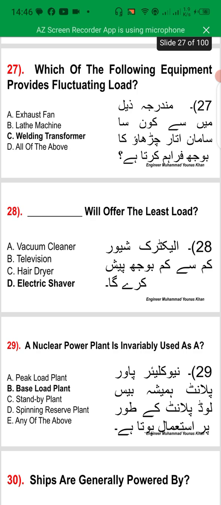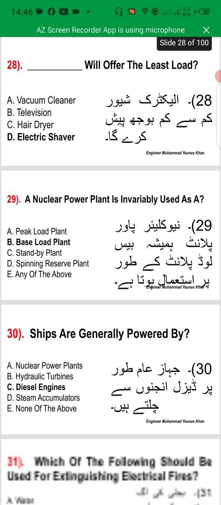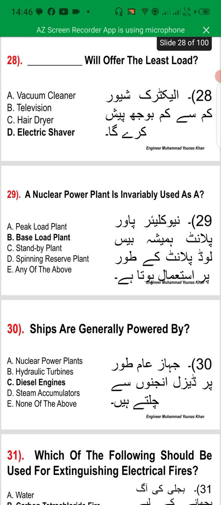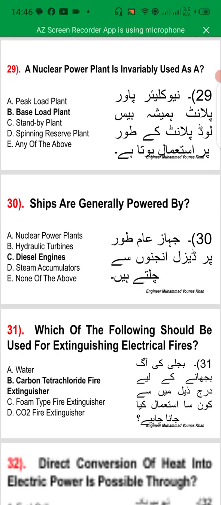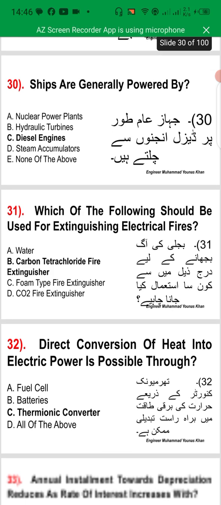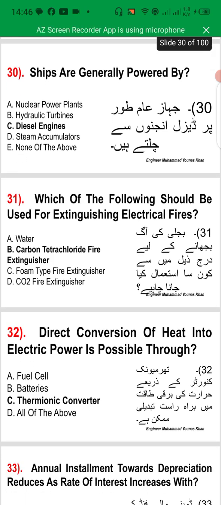Which of the following equipment provides fluctuating load? Welding transformer. Electric shower will offer the least load. A nuclear power plant is invariably used as base load plant. Ships are generally powered by diesel engine.